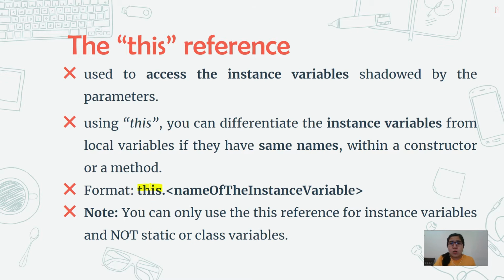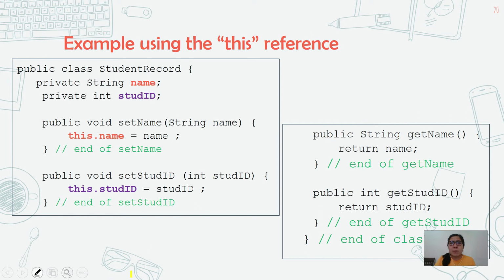So the format is, we have the this keyword. Take note, those are lowercase, dot the name of the instance variable. Also, it is noted here that you can only use the this reference for instance variables and not static or class variables. So we have here an example using the this reference. Kung papansinin nyo, we have here our instance variables name and studID.